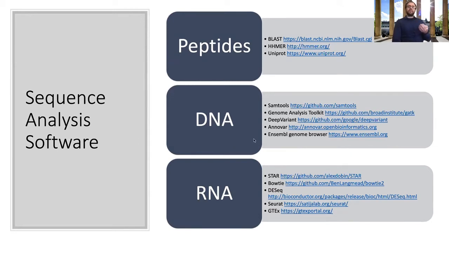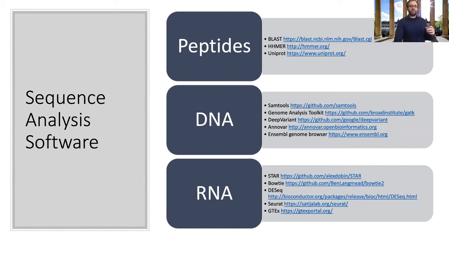For DNA, there are all kinds of tools to work with short read DNA sequencing, including SAMtools, which is a suite of tools to go from short read sequencing to assembled DNA to variant calling. And then for variant calling, there's the Genome Analysis Toolkit and a modern deep learning framework called DeepVariant. Once you've got your genetic variants, you want to get all kinds of information from different databases and so on.